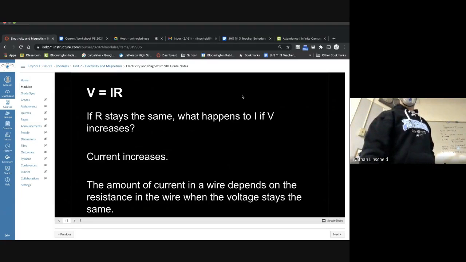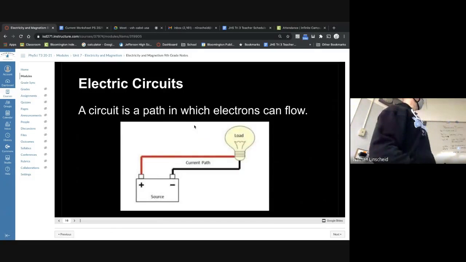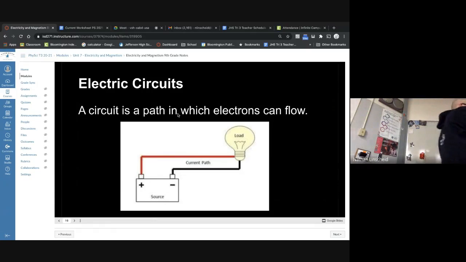Okay, so the last thing I want to talk about are electric circuits. And again, we are trying to get electrons to do what we want them to do and go where we want them to go, and go through the devices that we use: light bulbs, phones, TVs, toasters, whatever you can think of that you plug in, hair dryers, microwaves, refrigerators.